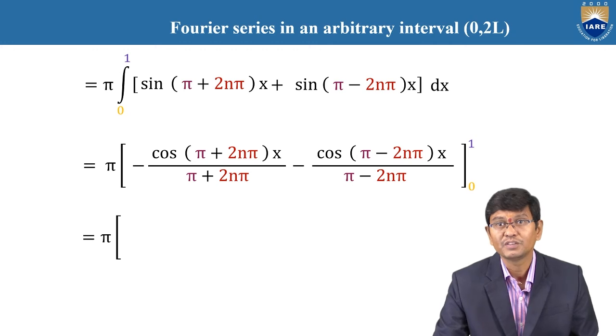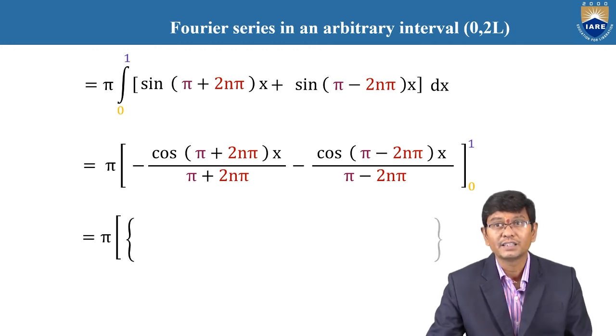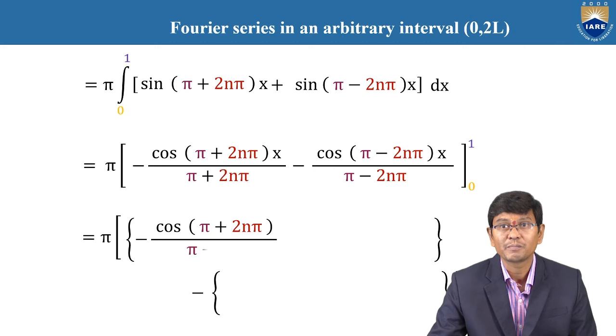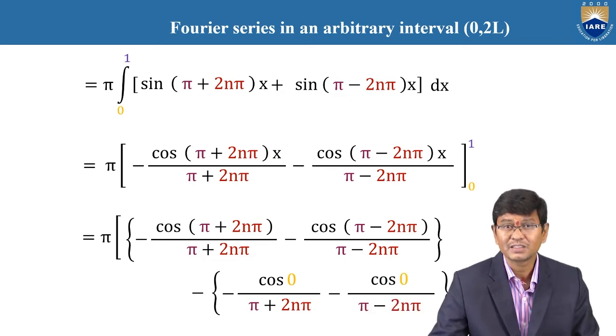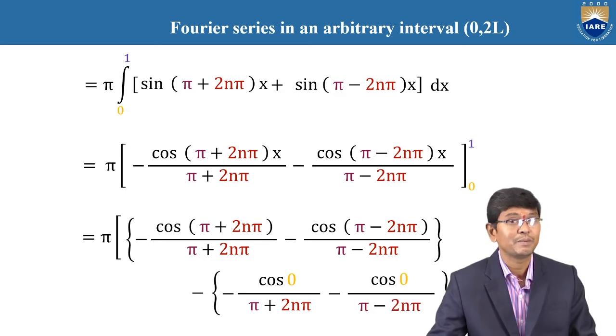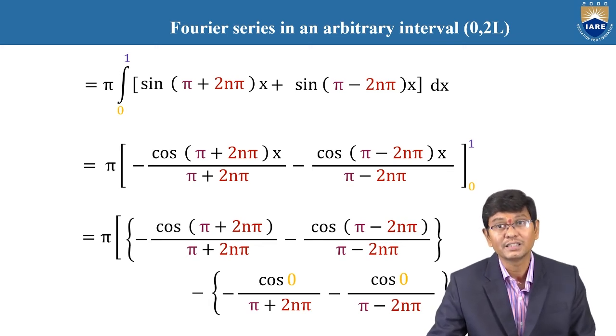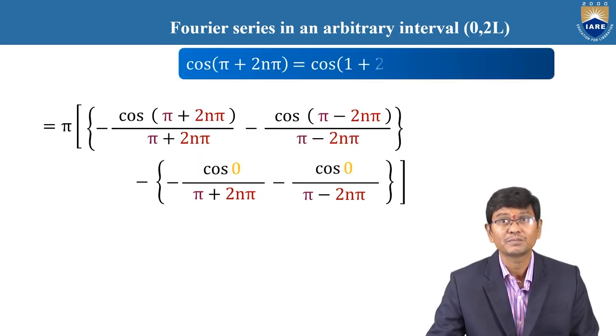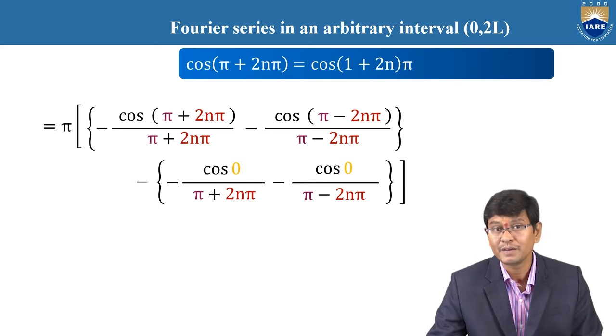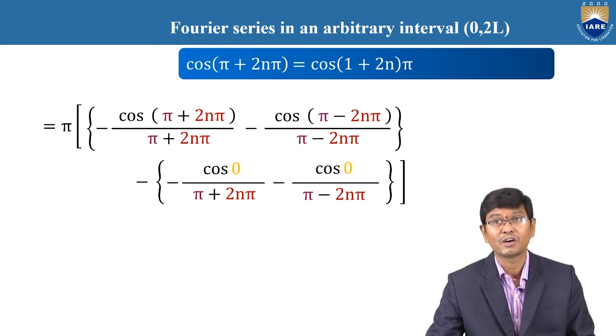Therefore, we have π into the upper limit, replacing x with 1 and then 0. The first bracket is minus cos of (π plus 2nπ) by (π plus 2nπ), minus cos of (π minus 2nπ) by (π minus 2nπ), and minus the lower limit at x equal to 0: clearly, minus cos 0 by (π plus 2nπ) minus cos 0 by (π minus 2nπ). And here, using these one by one, the values are cos of (π plus 2nπ), taking π out as common, is cos of π into (1 plus 2n).